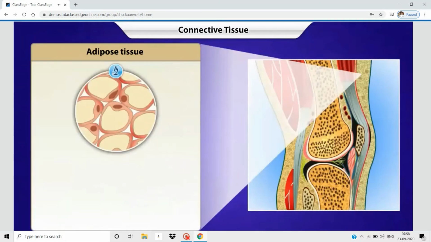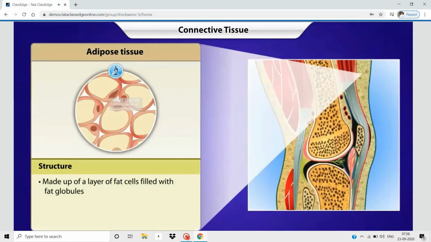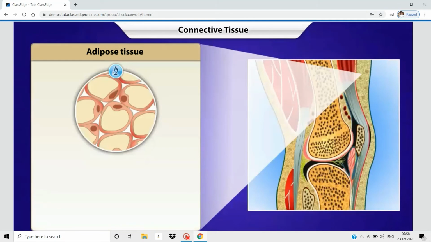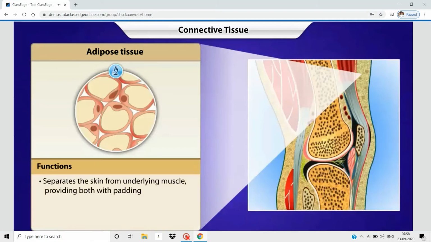Adipose tissue is made up of a layer of fat cells filled with fat globules. It is found below the skin and between internal organs. Adipose tissue separates the skin from underlying muscle, providing both with padding.